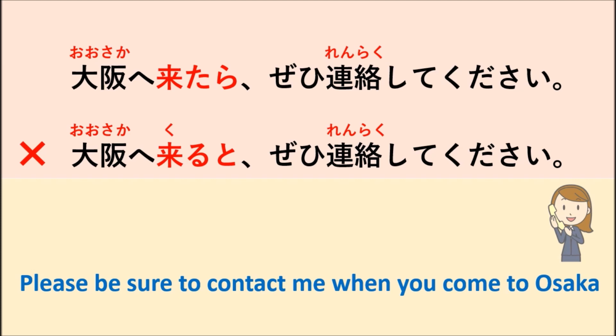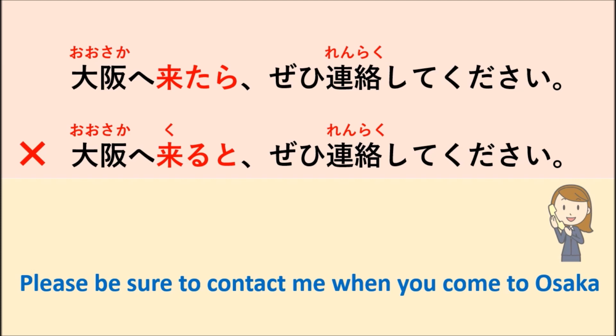Why can't we use the second one? After たら we can use a second action, and that action might happen or not happen, right? Sometimes it happens, sometimes not. For example, if you go to Osaka and your friend will contact you, but sometimes they don't contact you. So in a situation like this, where sometimes it happens and sometimes not, you just use たら.